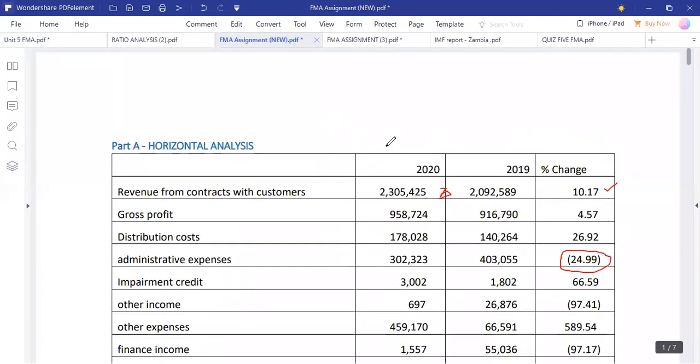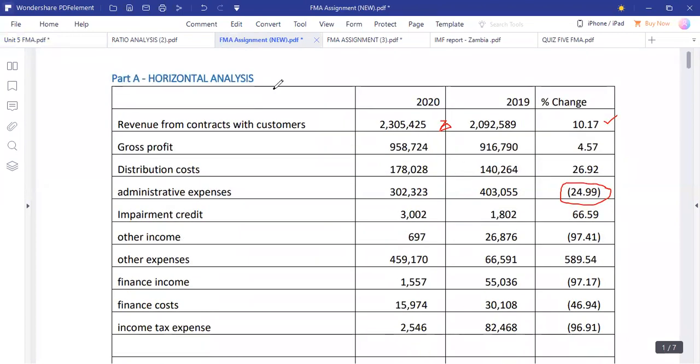So clearly, this is what we're using. So in the horizontal analysis here, as you make your works different, I plead, make them as different as you can. Of course, I've only sent about 4 differentiated copies. This is year 2 and year 1. Then you find the change here. You subtract 20305425 minus 2092589. You get 212836. So you can create a column for the change.